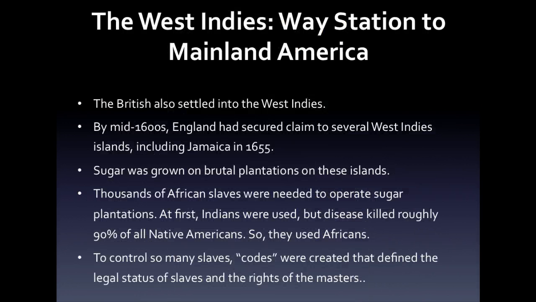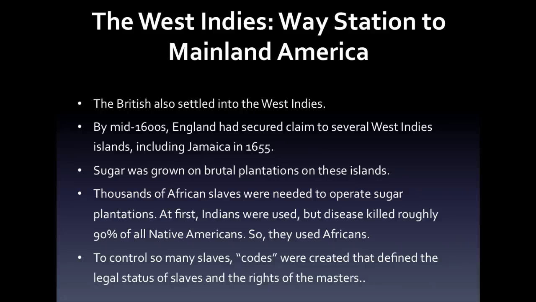Another important thing is the West Indies. Although it wasn't one of the original 13 colonies, the British did settle in the West Indies. They had secured claims to many different islands that the Spanish had been through, islands like Jamaica in 1655. On these islands, mostly sugar was grown, and these sugar plantations were extremely brutal.